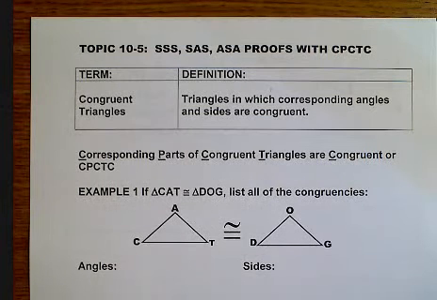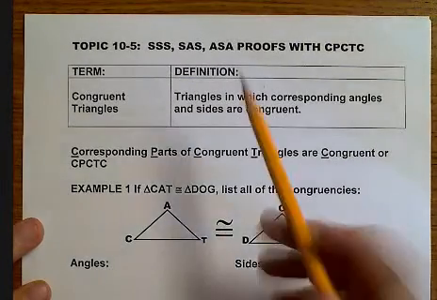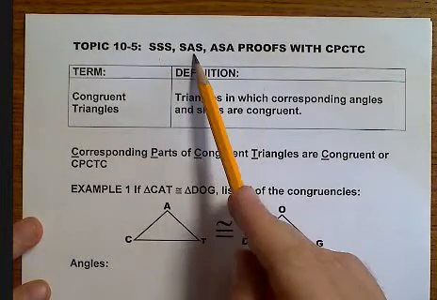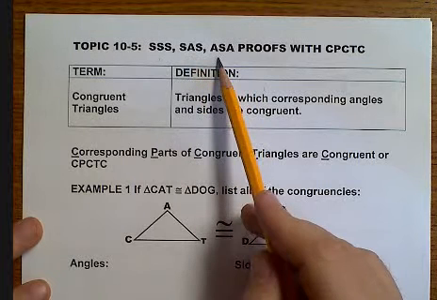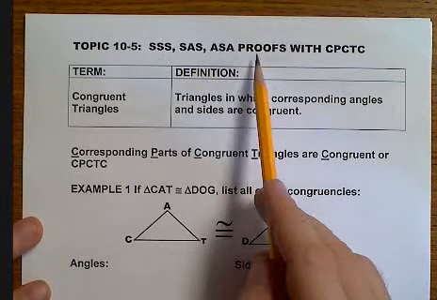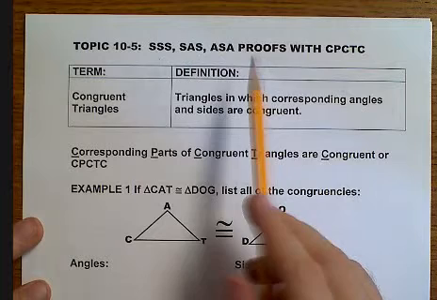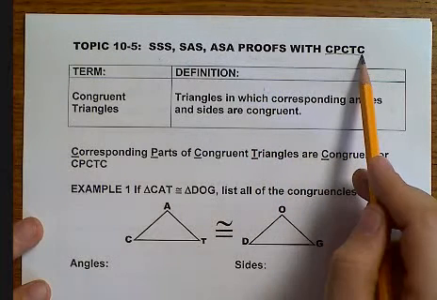Hello class. Today we're going to be talking about topic 10-5. We're using SSS, SAS, and ASA, and we're going to use proofs. This time we're going to add something new. We're going to add CPCTC.